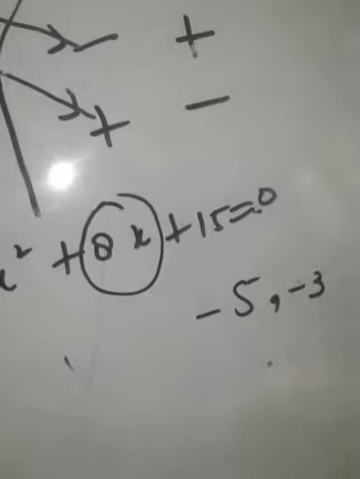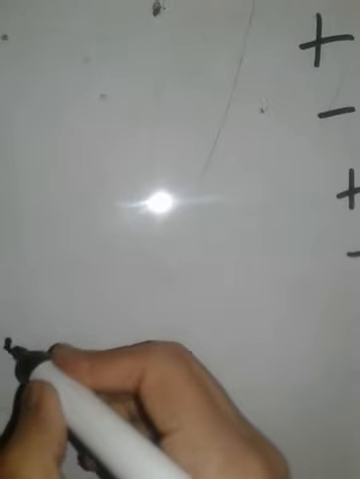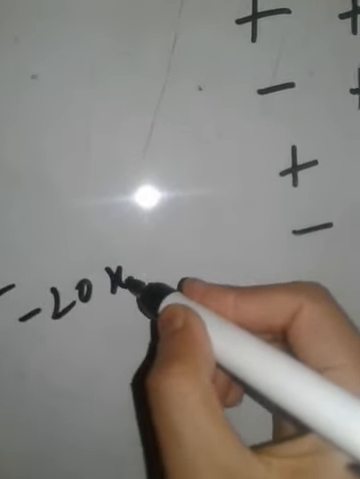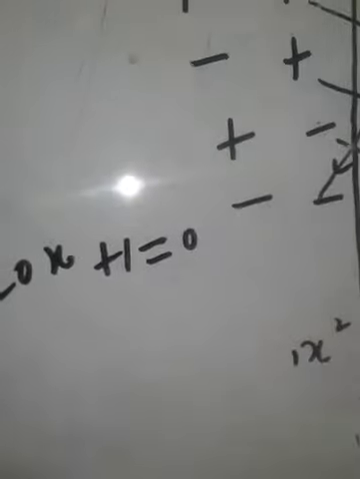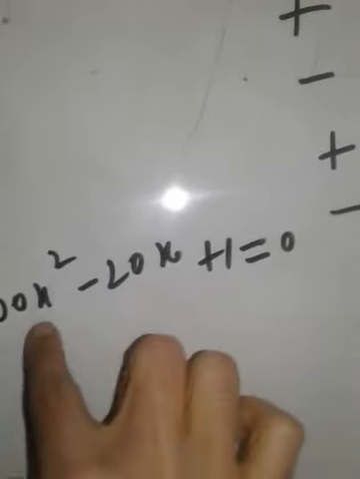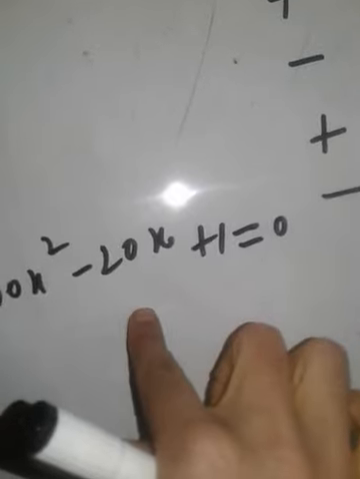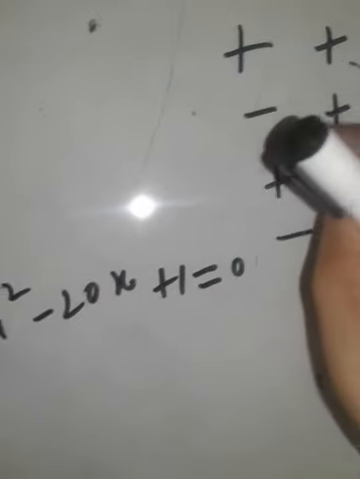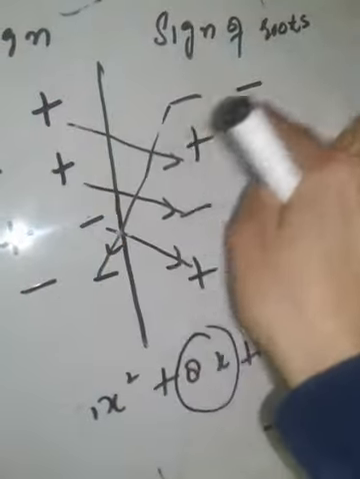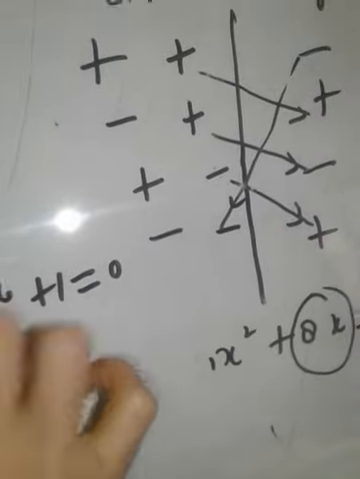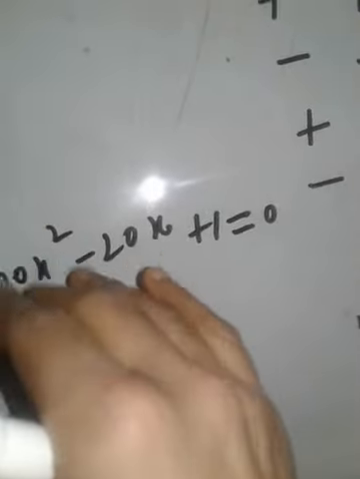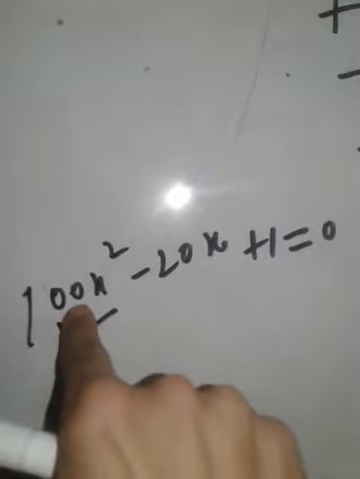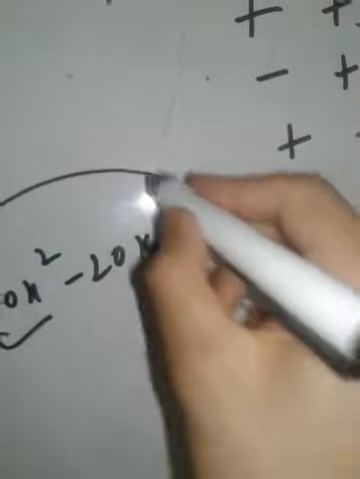Let us do another example. We have 100x square minus 20x plus 1 equals 0. Look, this is minus plus. What will be the sign of the roots? Plus plus. You have read it in the quadratic formula. So how to solve? First of all, multiply the coefficient of x square with the constant, 100 into 1. This is 100.